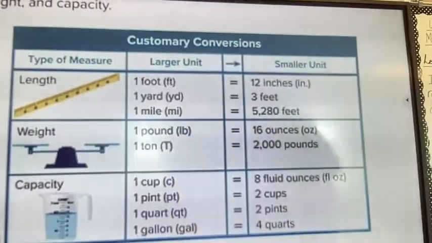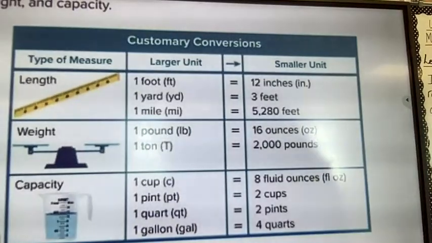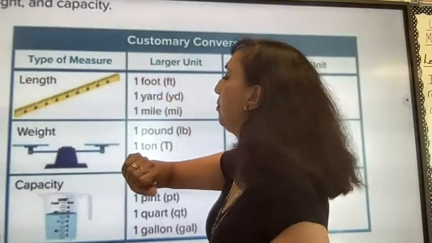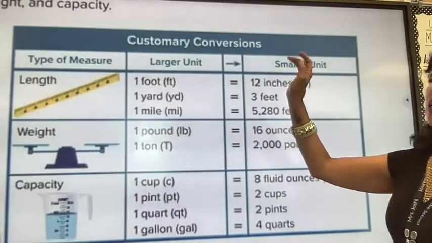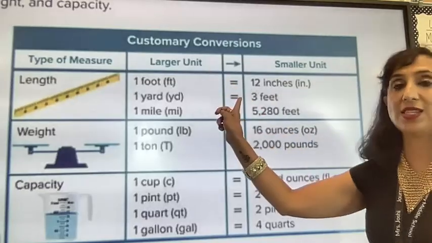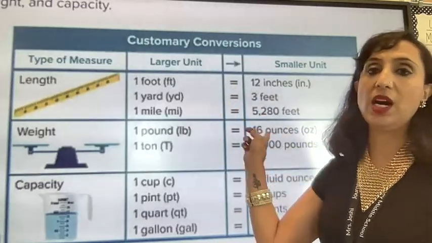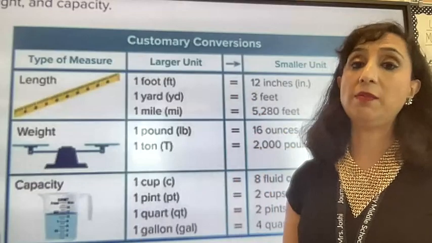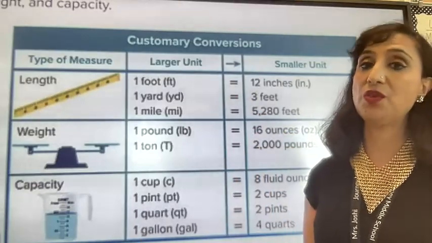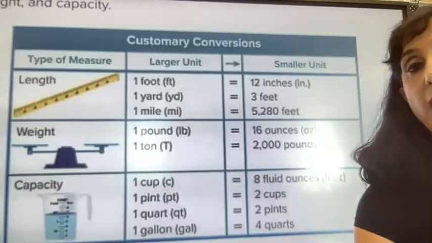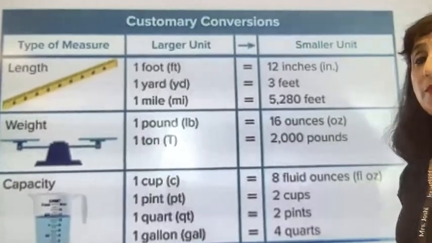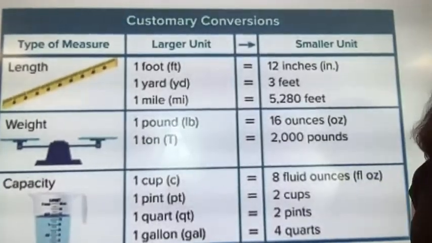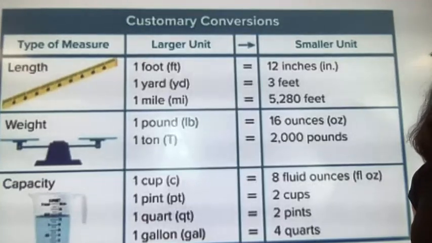Okay, so you can see over here, we have the type of measure, the length measures, the larger unit, and these are the smaller units in there. So 1 foot is equal to 12 inches, 1 yard is equal to 3 feet, 1 mile is equal to 5,280 feet.